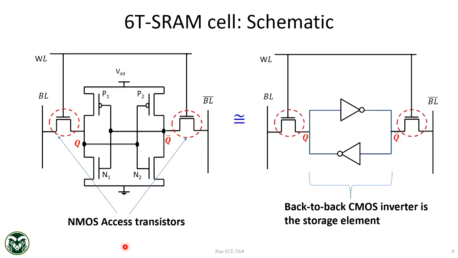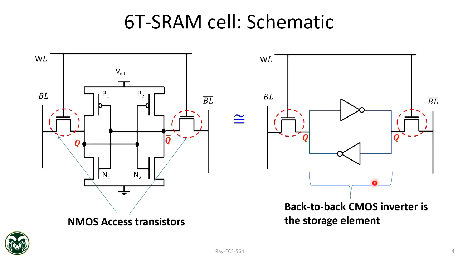You can think about this structure as a back-to-back CMOS inverter, because this back-to-back inverter has a lot of interesting properties. One is that it is very stable, right? It's positive feedback. If this is 1, this will be 0, and this 0 makes the inverter want to keep it 1. So you can think of it as positive feedback.